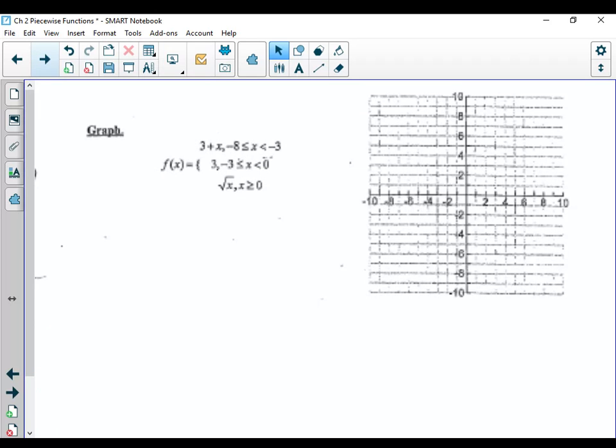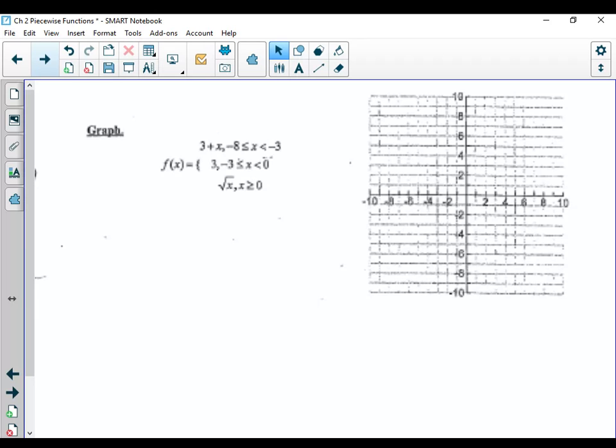But let's see what it has on here. The first thing we may have to do with a piecewise function is actually graph it. So they gave us this piecewise function. They said f of x is equal to 3 plus x from -8 to -3. It says it's equal to 3 from -3 to 0. And then it's equal to the square root of x for all the values greater than or equal to 0.